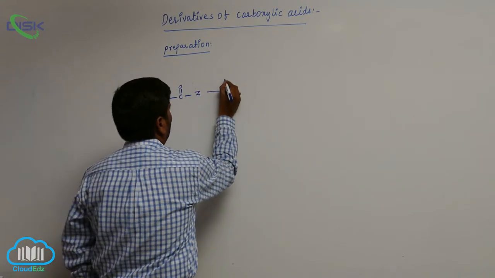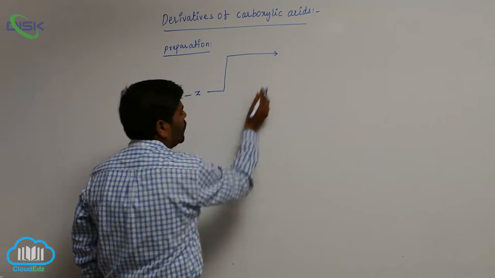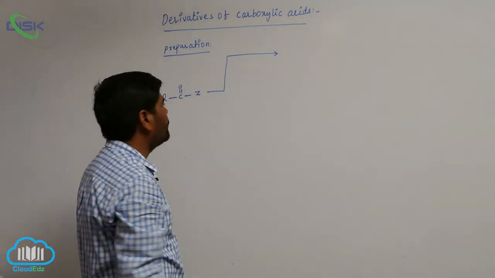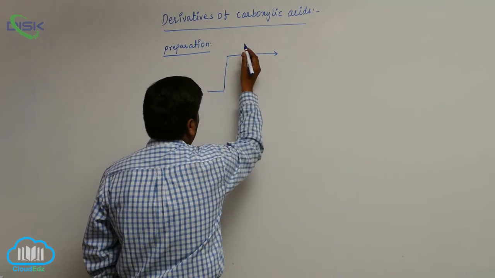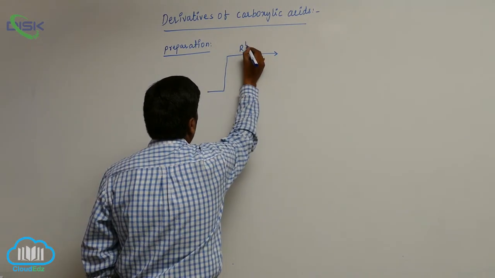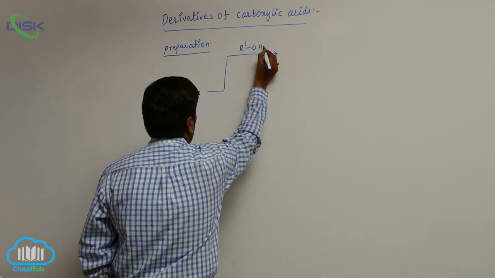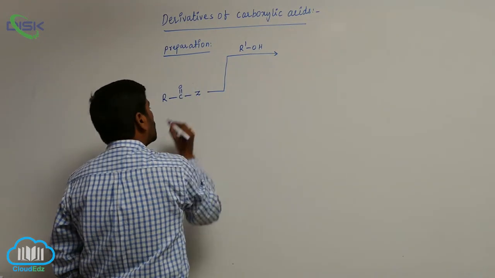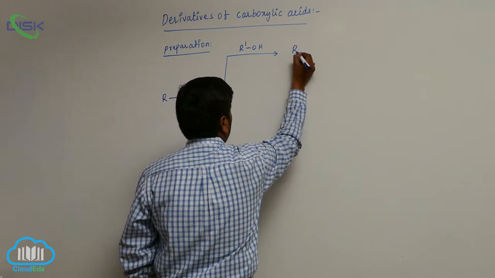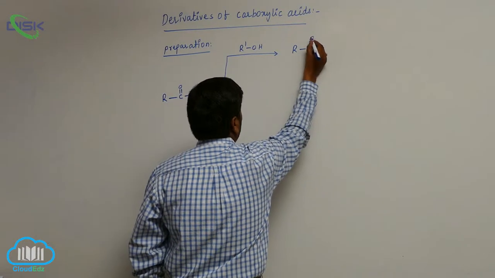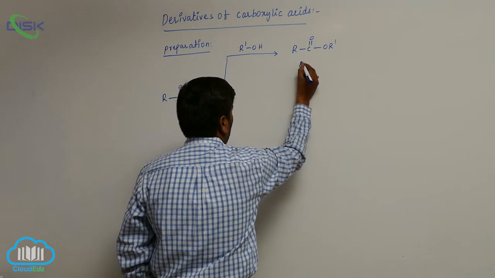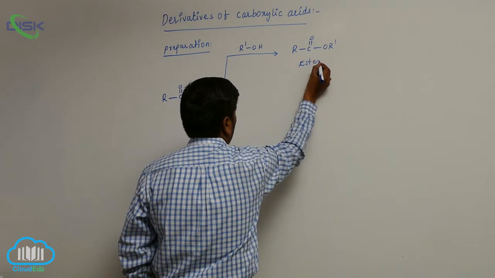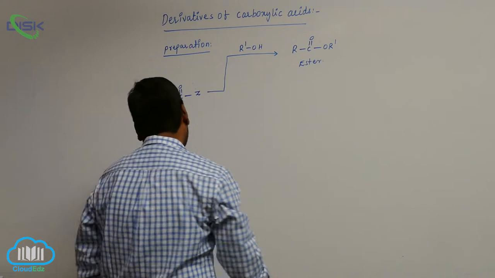When these are involved in acyl nucleophilic substitution reaction, for example when reacting with an alcohol, Z is a leaving group here. Now it converts into R C double bond O O R'. So this is known as ester.